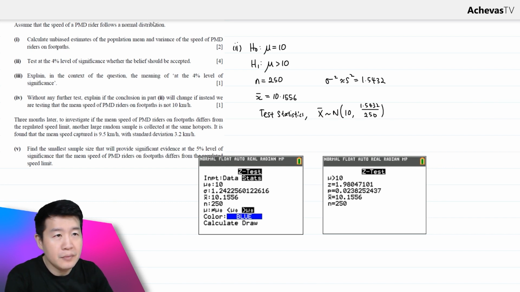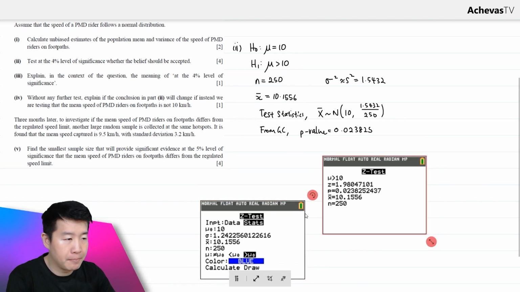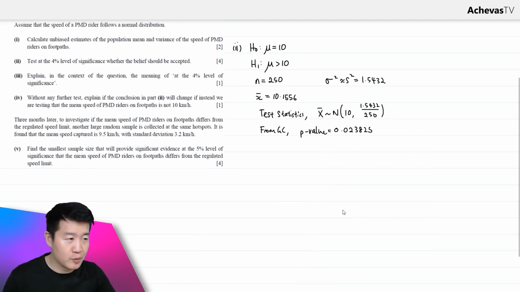Okay. So I'm going to press this into my calculator, and I've just shown you a negative example. We cannot quote the central limit theorem when it is not necessary for us to make that assumption. So from my calculator, we can find the p-value. The p-value here is 0.023825. Okay, actually I can remove this. I'm going to remove this also, okay?